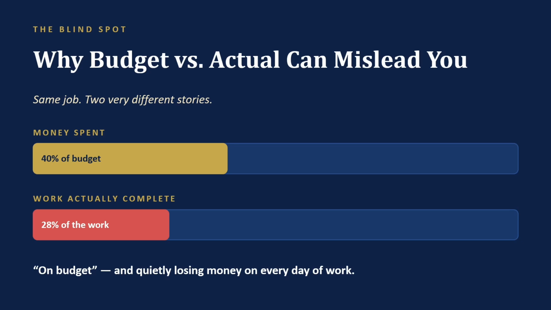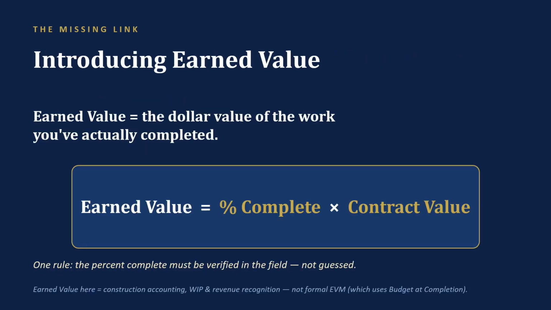But the bottom bar shows the work that's actually complete. 28%. You've burned 40% of the money to produce 28% of the job. This project reports on budget every single week, and it is quietly losing money on every day of work. Budget compared to actual can't see this. To see it, you need to connect what you spent to what you got. And that's exactly what earned value does.